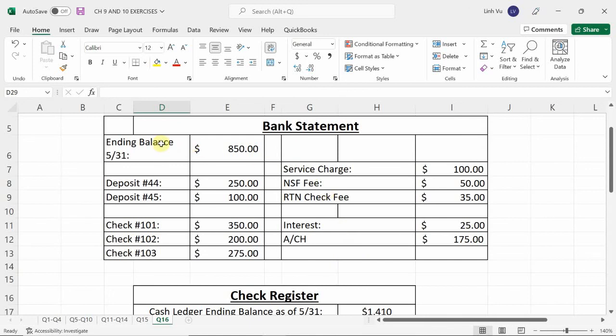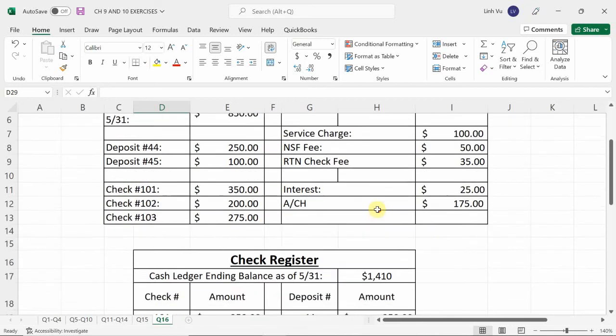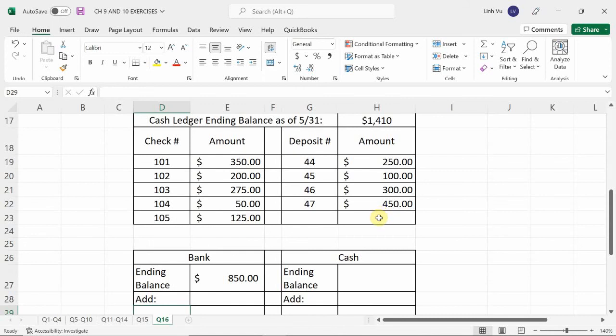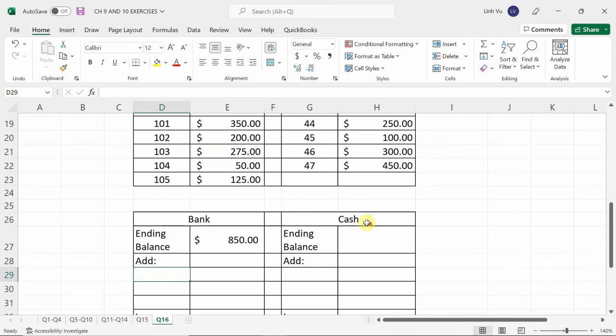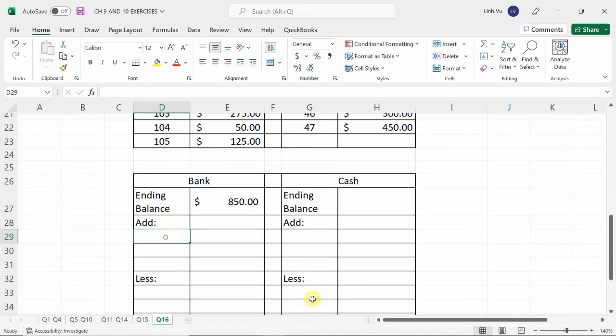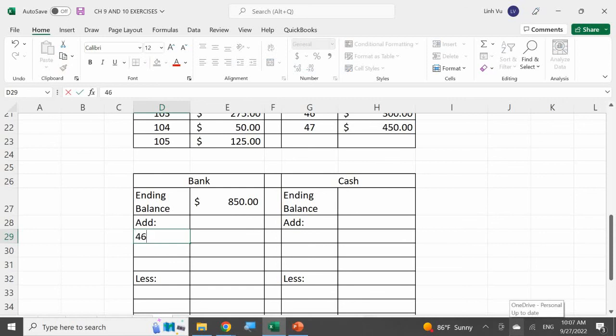Let's take a look at just deposits. Oh, okay, 3 checks. We're not looking at checks right now. We're looking at deposits, right? Okay. We got 2 deposits, deposit number 44 and 45. So in this case, what other deposits have not cleared yet? 46 and 47, for a total of 300 and 450. So in this case, I have deposit of 46.